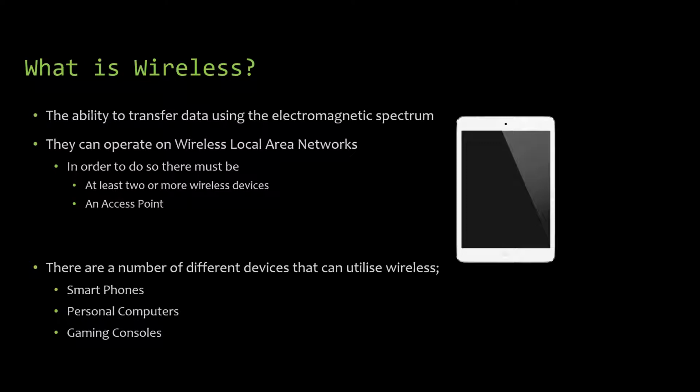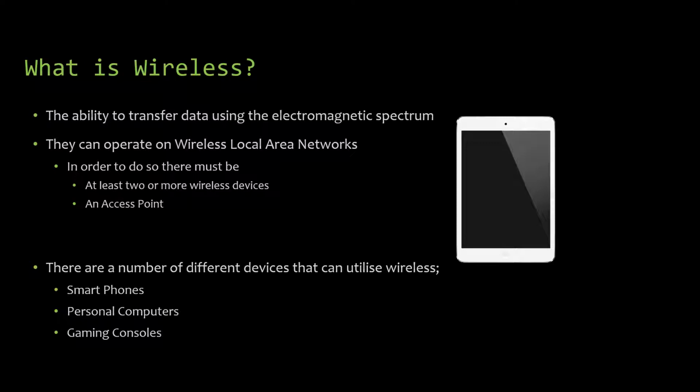So, firstly, what is wireless? Well, it is the ability to transfer data using the electromagnetic spectrum, and what we have been looking at very recently in the cybersecurity networks and frameworks unit is wireless local area networks. There are a couple of different elements in order to establish a WLAN, and mostly you need to have a device and an access point or a base station.